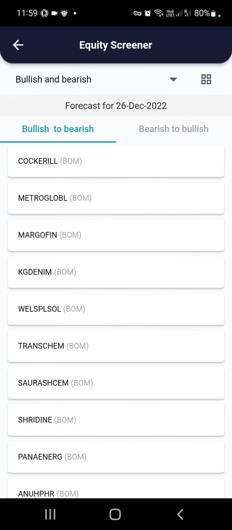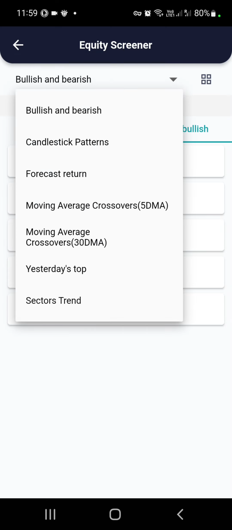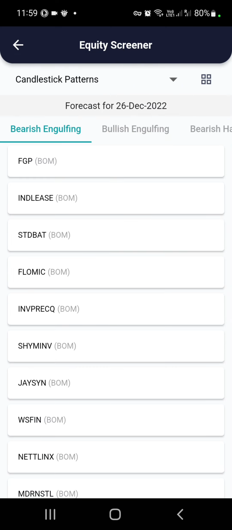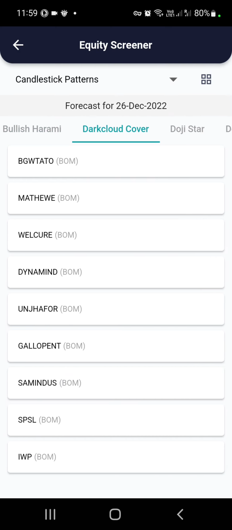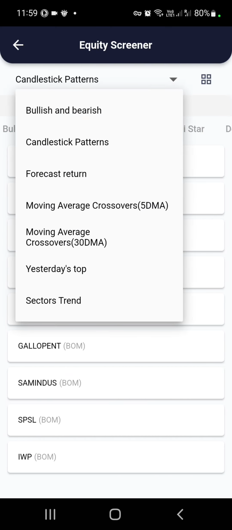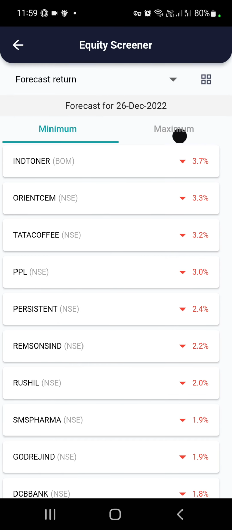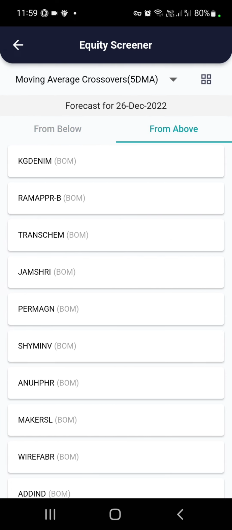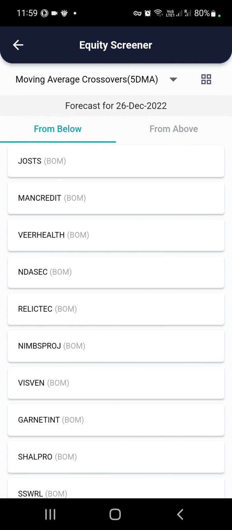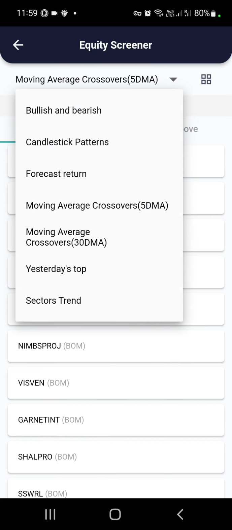Then you've got all the screeners. You can screen for forecast, bearish to bullish or bullish to bearish. You can look at all the candlesticks, stocks that have formed. All these candlesticks are listed here. For the forecast return, you can see the minimum and maximum returns, and the moving average crossovers as compared to the price, whether it is moving up from below the price or from above the price. We give you 5-day and 30-day views.